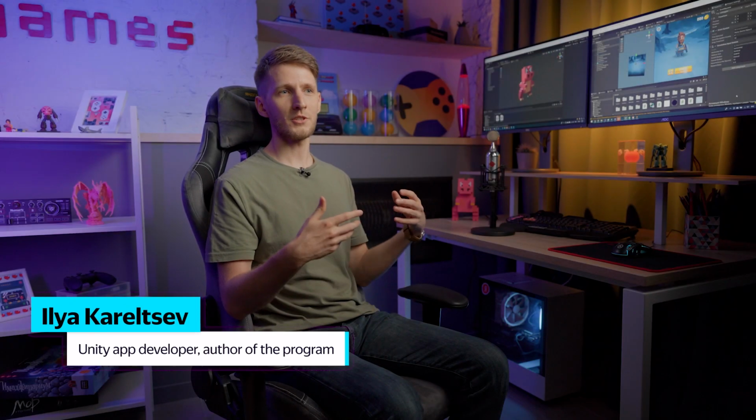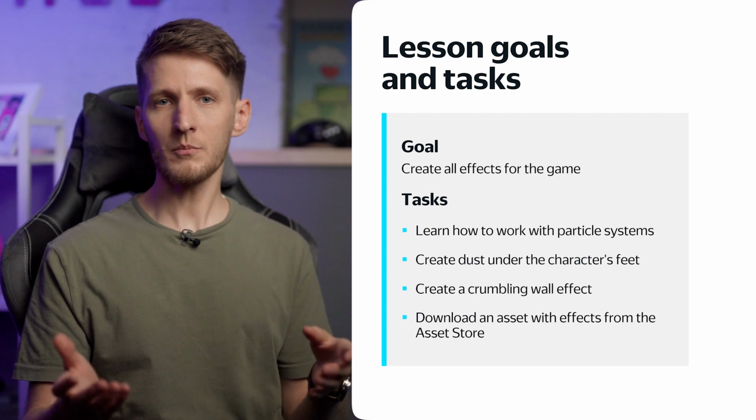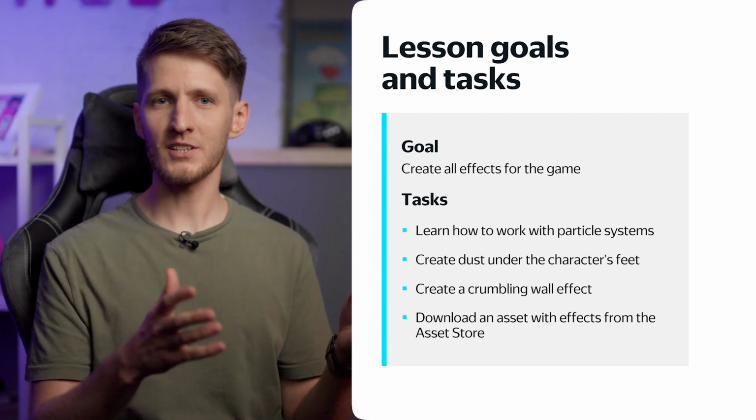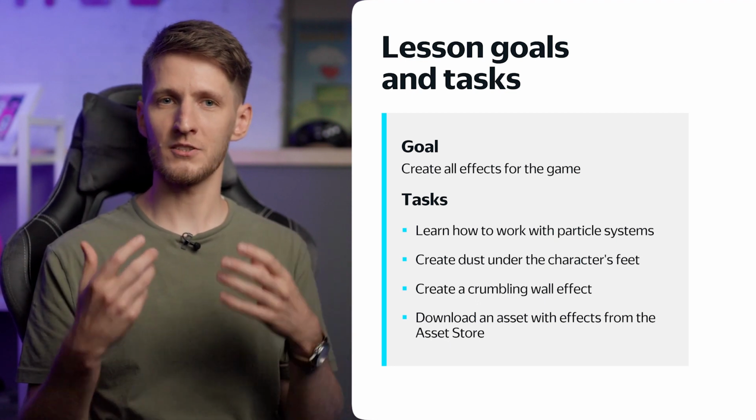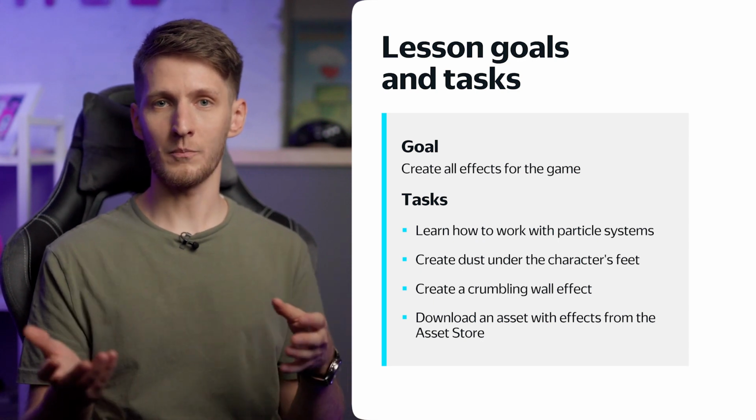Hi everyone. In this lesson, we'll take a little break from programming. I'm going to tell you about game effects. We'll start with a little theory, then create the effects of dust under the character's feet and a crumbling wall. We'll also download an asset with effects from the store. Before we practice, I'll explain some concepts to you.